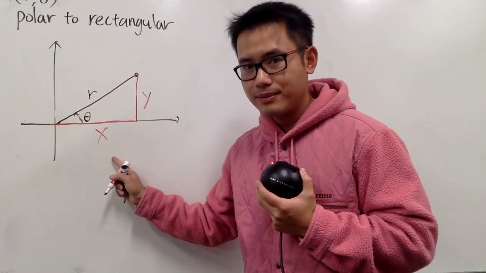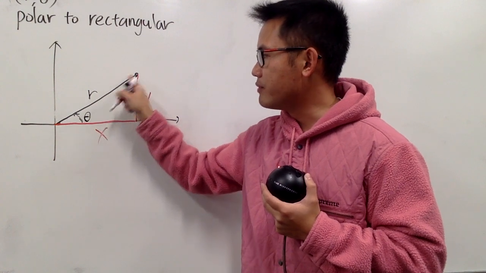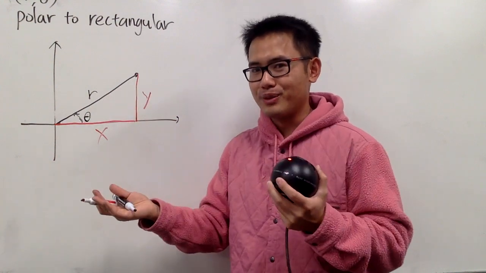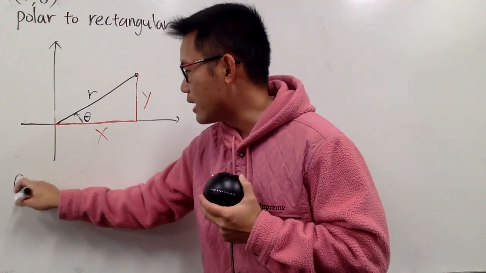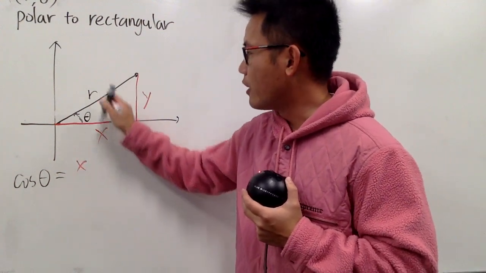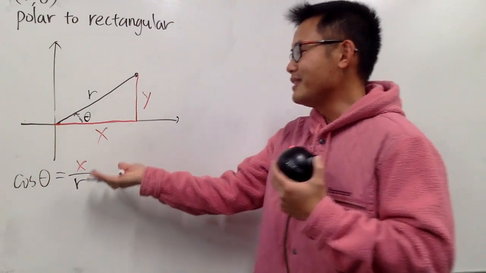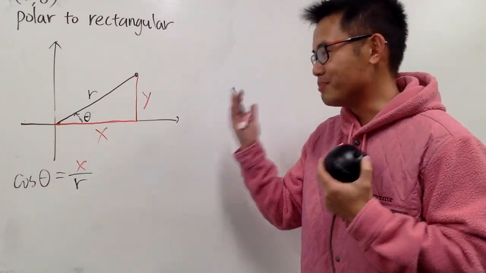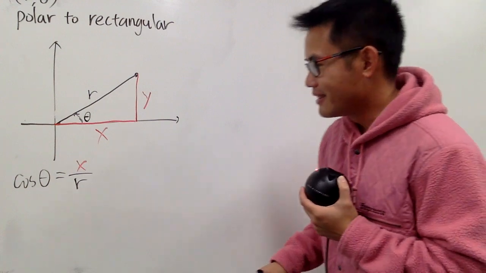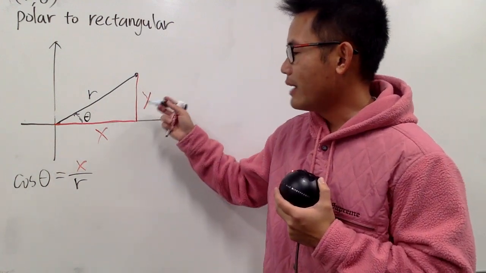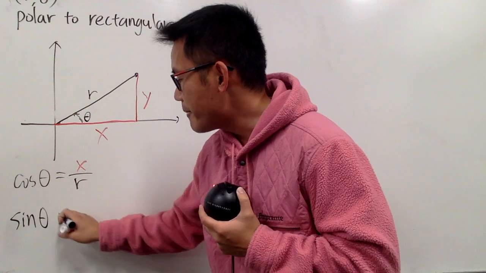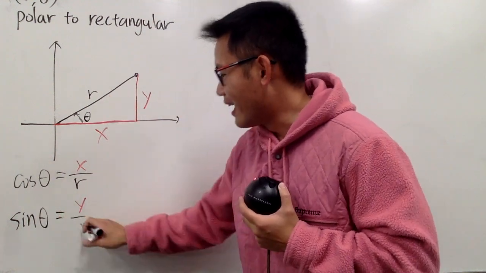Let's do x first, okay? So we have an angle, and we have the r, which is the hypotenuse of this triangle, and x is the adjacent side. So adjacent and hypotenuse, what can we use? Cosine, isn't it? So right here, we can write down, if you take cosine of theta like this, this is going to give us x over r. And this right here shouldn't be anything strange to you guys. You guys have seen this before in your trig class, right? Because this is how you deal with cosine and sine on the unit circle, that kind of thing. Anyway, secondly, we can also talk about the y. Of course, that's the opposite, and that's the hypotenuse. We can use sine. So in other words, sine of theta is equal to y over r, like that.